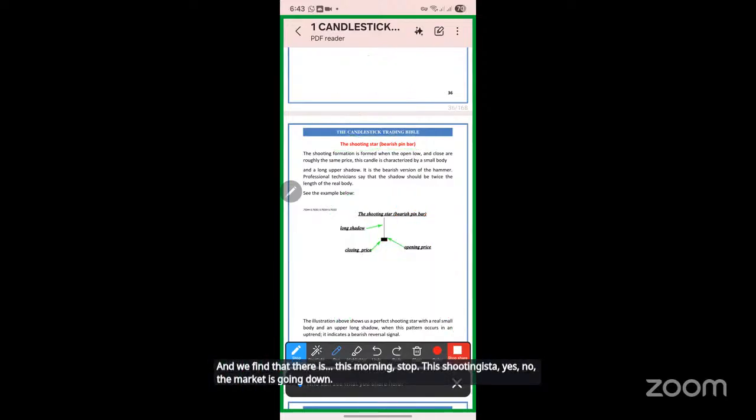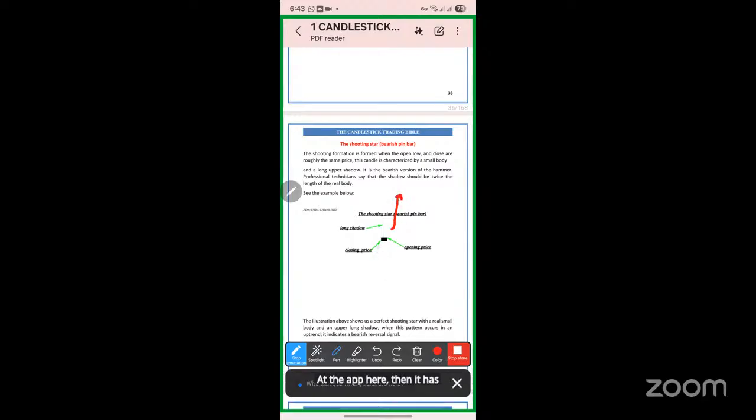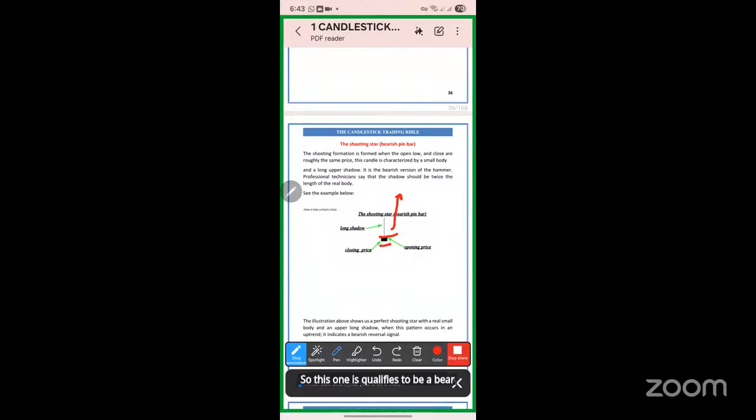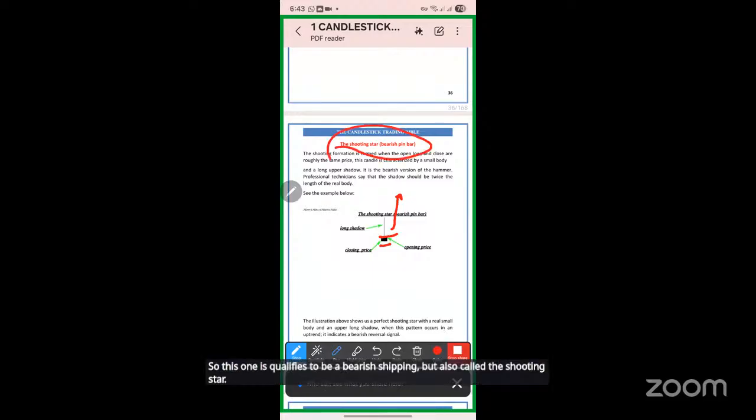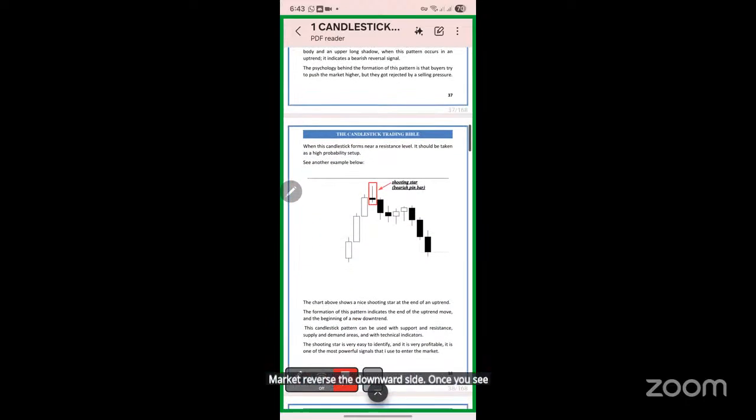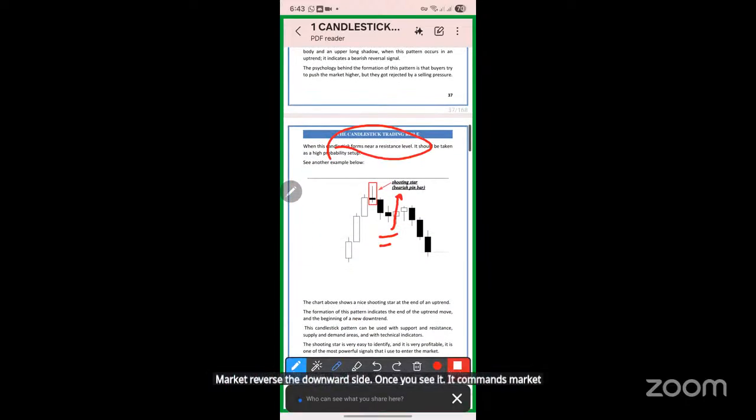A shooting star is also like any other candle. It has a long shadow at the top here. Then it has a closing price down here, then its opening price around there. So this one qualifies to be a bearish pin bar, also called the shooting star. Once you see it, it means the market reverses to the downward side.